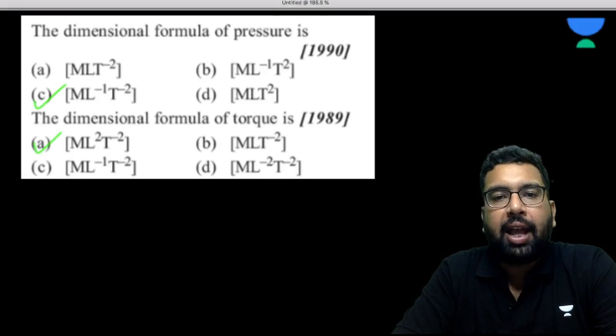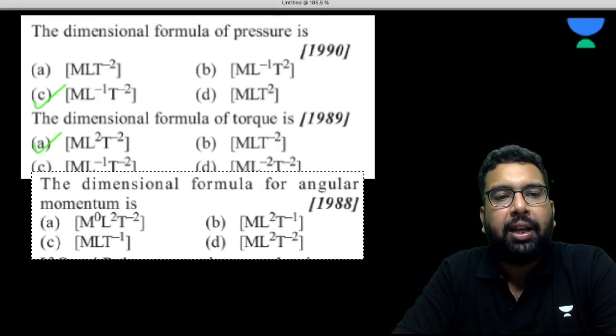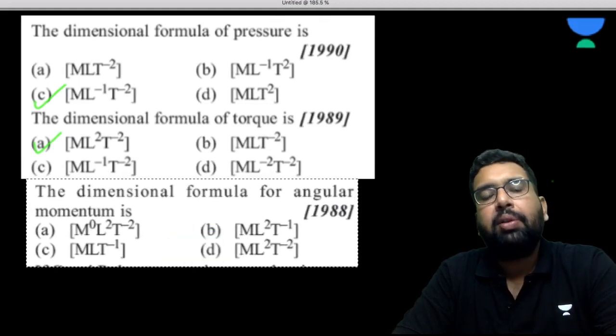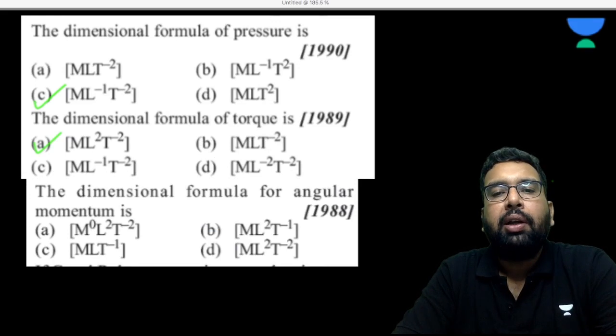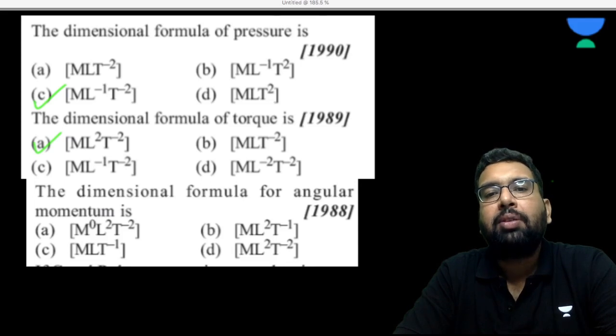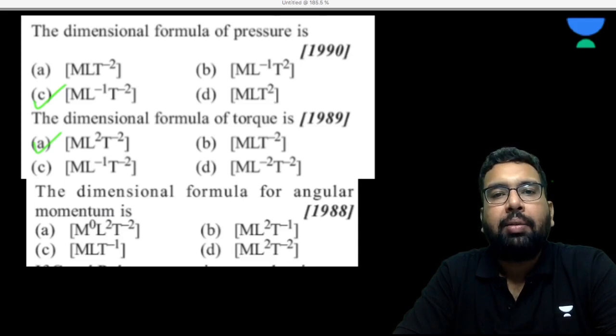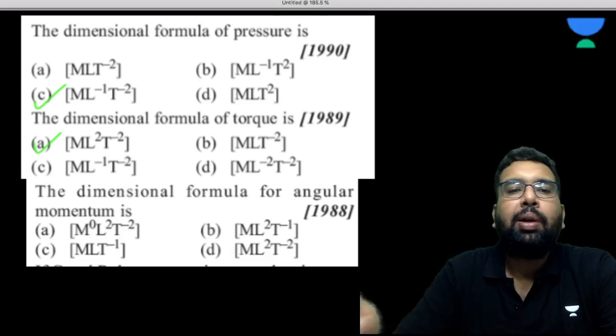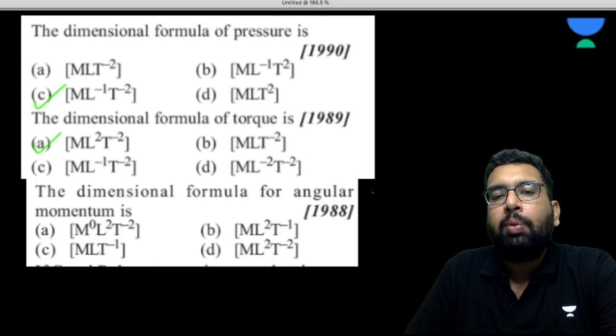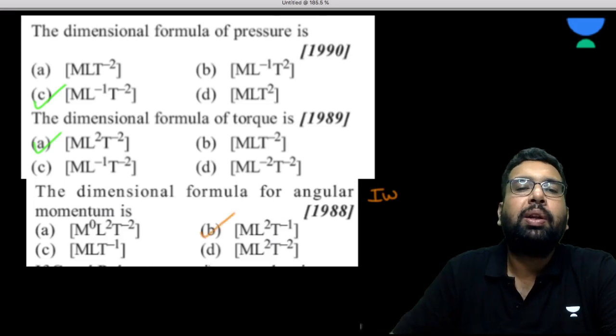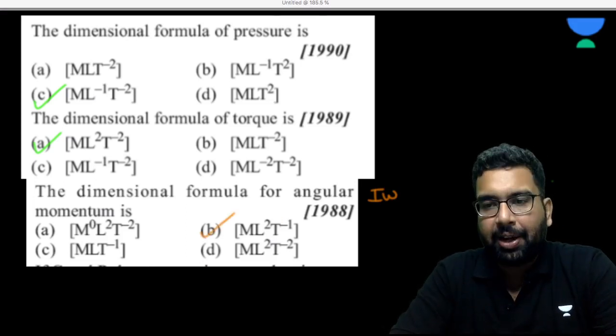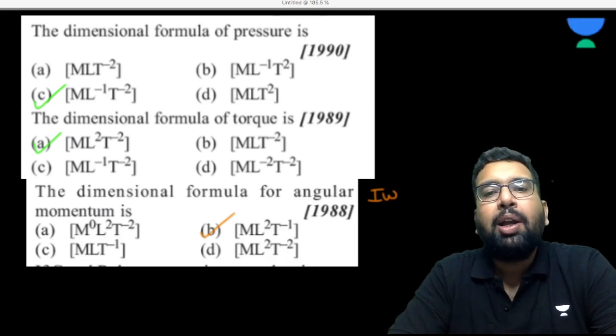Now, similarly, we have one more very simple question. The dimensional formula for angular momentum. Sir, what is the dimensional formula of angular momentum? We know angular momentum is I omega, so it is going to be ml squared t minus 1. So that is going to be your B option.